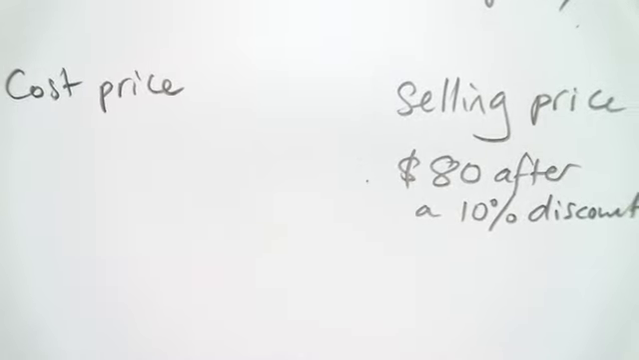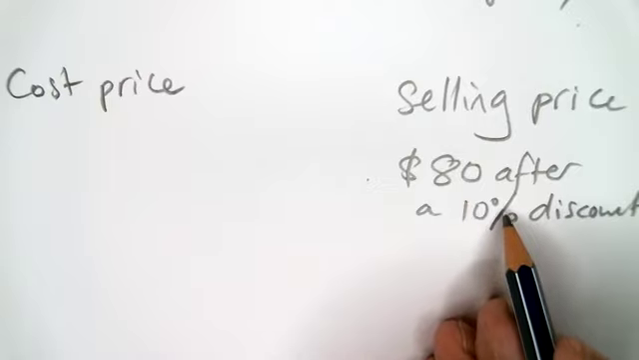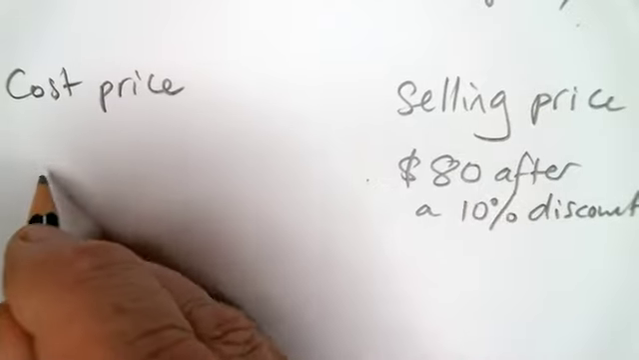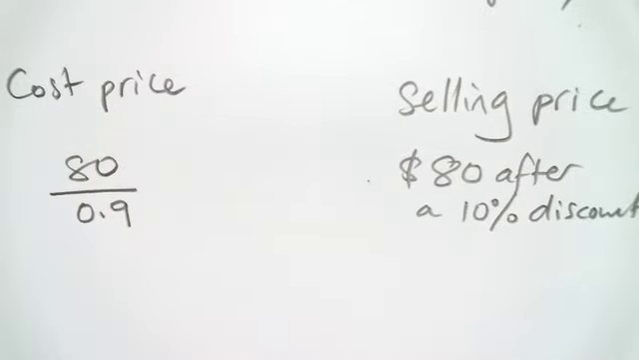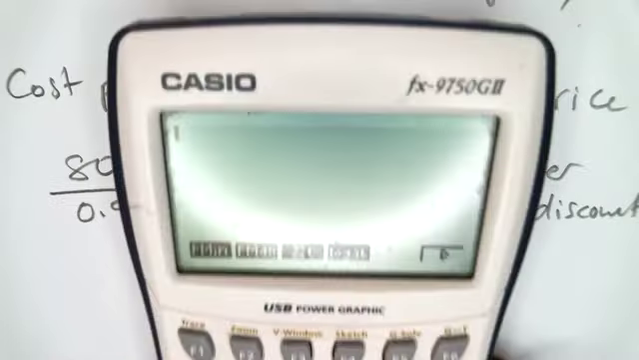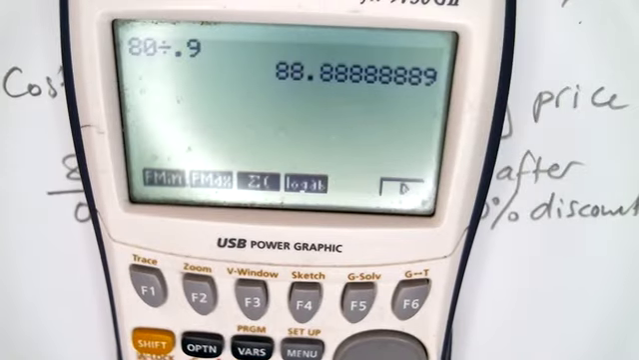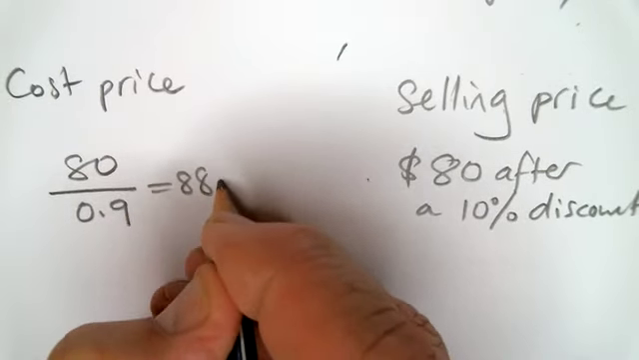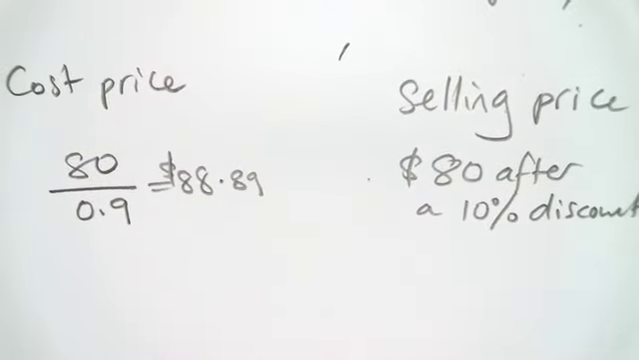All we do is we say, right, what's a 10% discount? That would be times 0.9. So all we do is we take the 80 and we divide it by 0.9, and that would give us our answer. Let's have a look. So 80 divided by 0.9, and we get $88.89. And there is our answer.